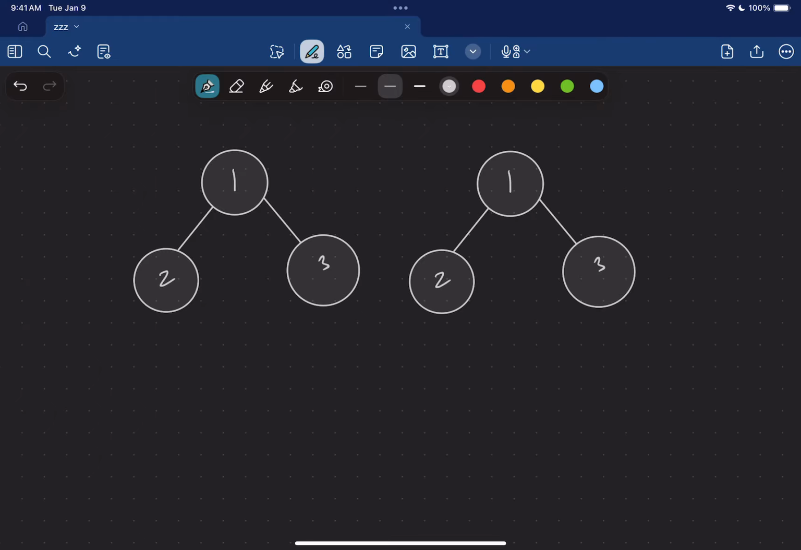Anyways, so 1, 2, 3, 1, 2, 3, right? Exact same tree, literally copied and pasted it. So if we can figure out basically how do we answer this question for a single node, then we've actually kind of answered the whole problem.